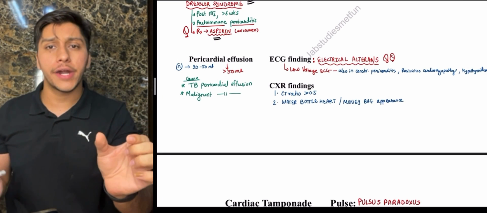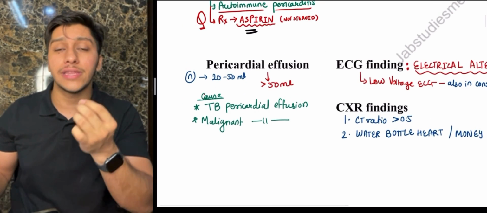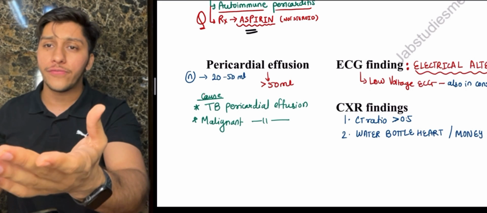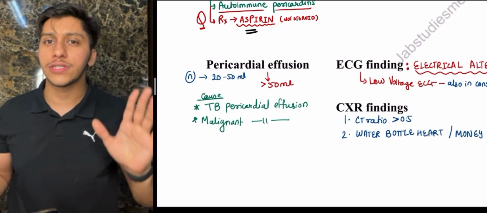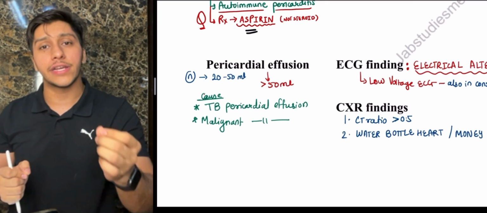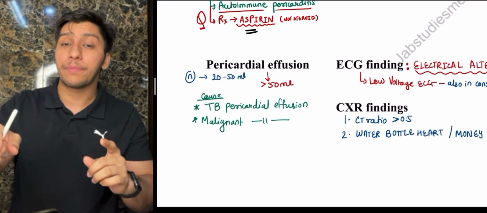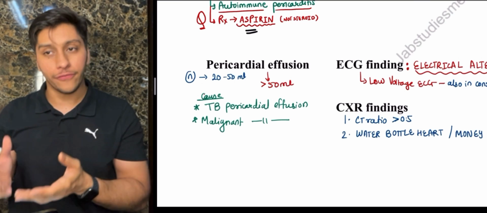Okay. Next condition, guys, let's talk about pericardial effusion. Decode it. Pericardial, around the heart. Effusion, fluid. The normal fluid present in the pericardial area is 20 to 50 ml. Anything above 50 ml is going to be pericardial effusion. What are the causes? There are two main causes. One is going to be TB. So TB pericardial effusion. Other conditions like oat cell carcinoma of the lungs can spread around the cardiac part and cause malignant pericardial effusion.